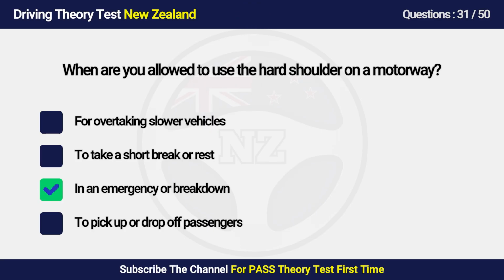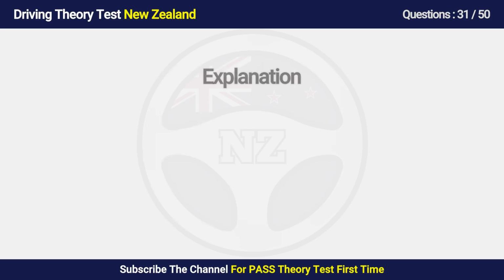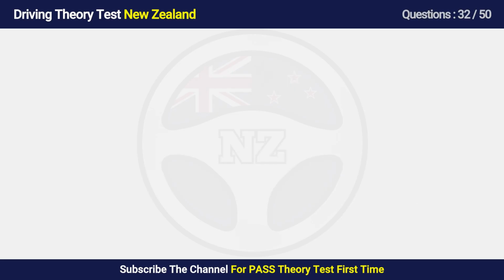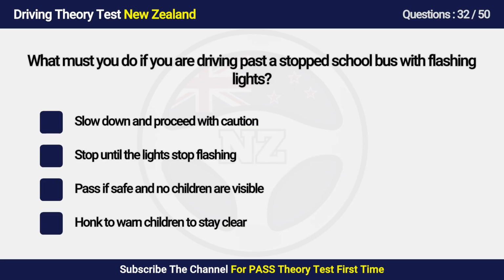Answer is C. In an emergency or breakdown. The hard shoulder on a motorway is for emergency use only. You should only stop there if your vehicle has broken down, you need to make an emergency call, or in other genuine emergencies. Question 32. What must you do if you are driving past a stopped school bus with flashing lights?